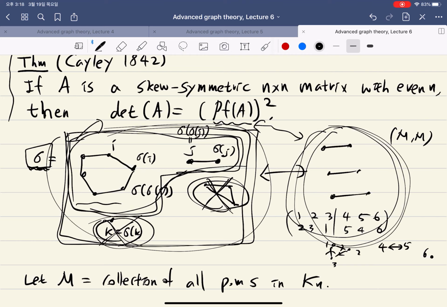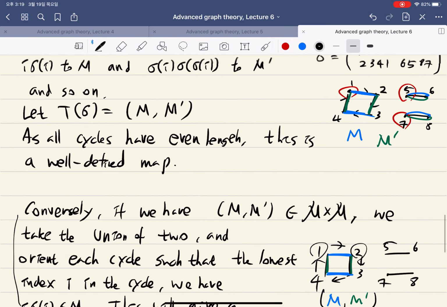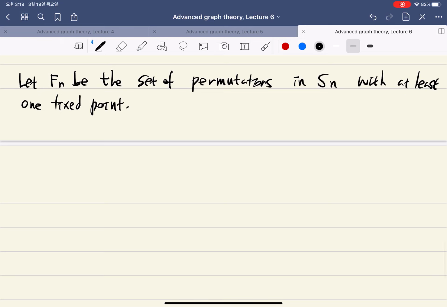And then this pair of perfect matchings corresponds to the permutation with all cycle lengths even. But the determinant is summing over all permutations, so there should be some permutations with an odd cycle or a fixed point. So we want to show that those terms don't really matter for the case when A is a skew symmetric matrix.